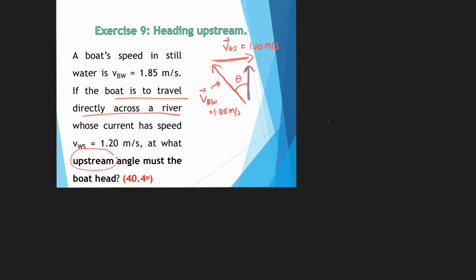Now the question asks you to find what upstream angle here. You can use sine, cos, or tangent, depending on the question. Now I'm going to use sine theta, because I already have the information on the opposite and the hypotenuse. So sine theta is opposite over hypotenuse, where the opposite is going to be VWS and the hypotenuse is going to be VBW. So what you get here is 1.2 divided by 1.85.